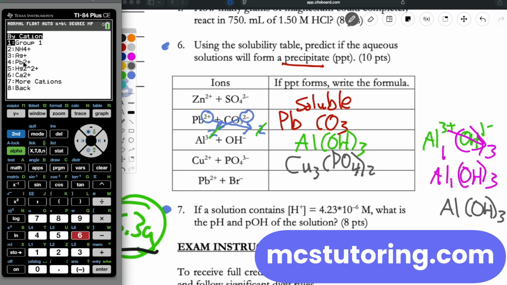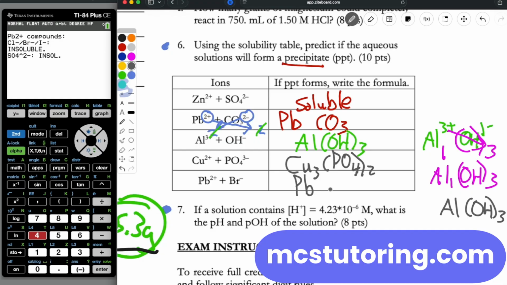Okay, next, Pb2. Let's see what's going to happen here. So Pb2 plus compounds, insoluble. So we are going to have precipitate. So it's PbBr. Now look, we're going to follow those rules, right?